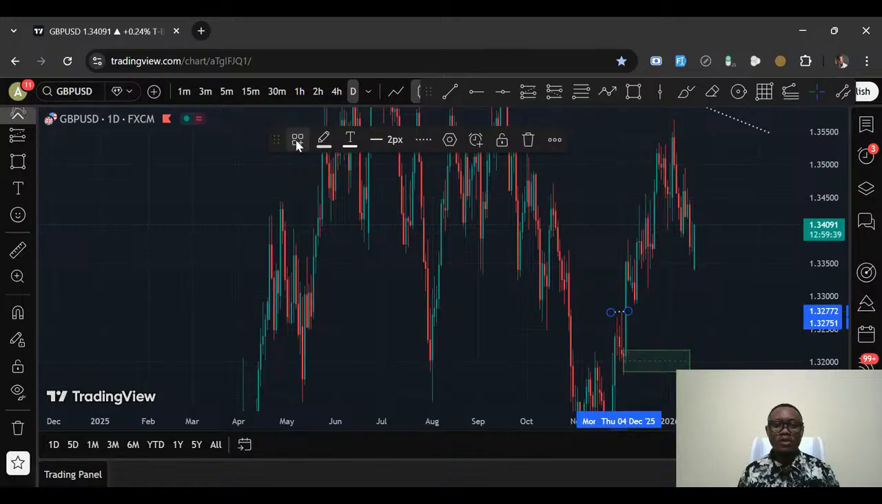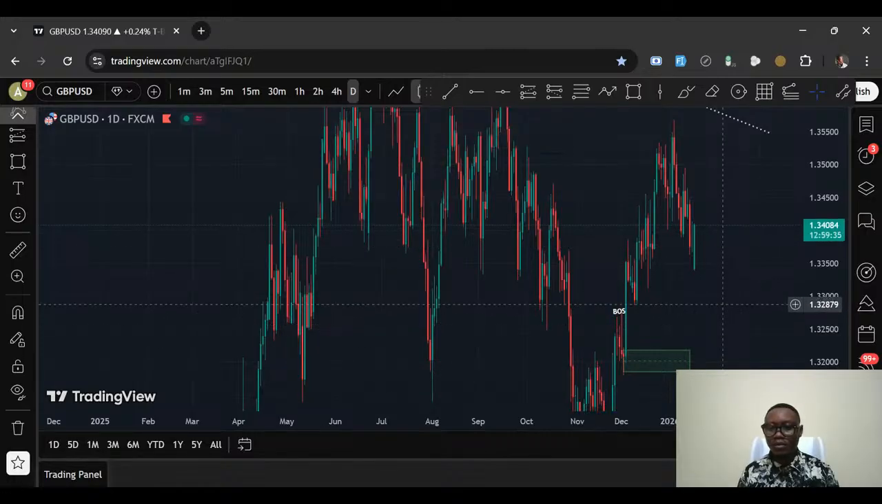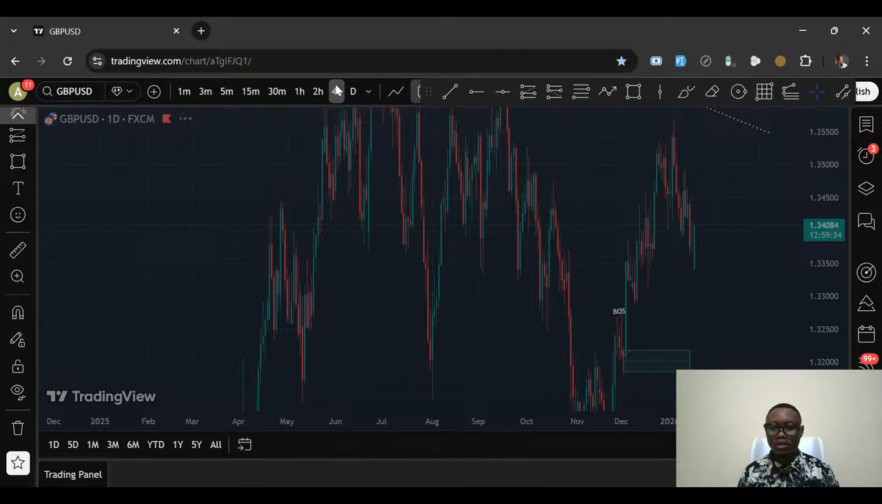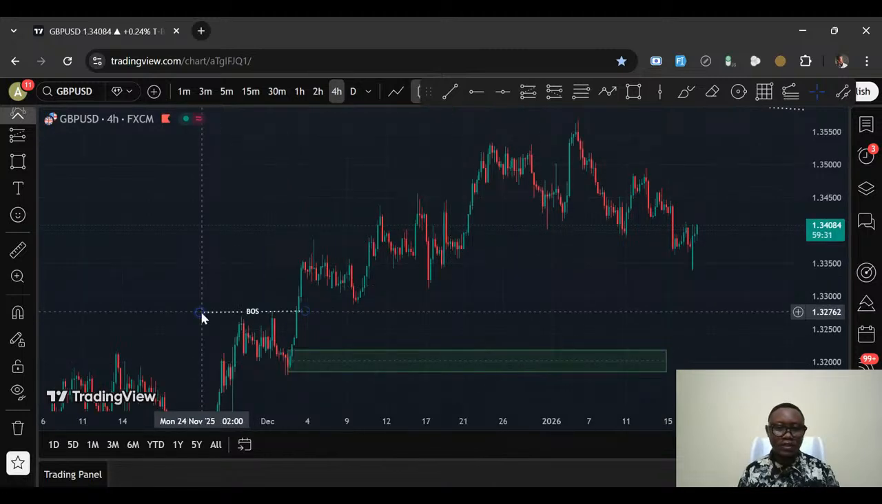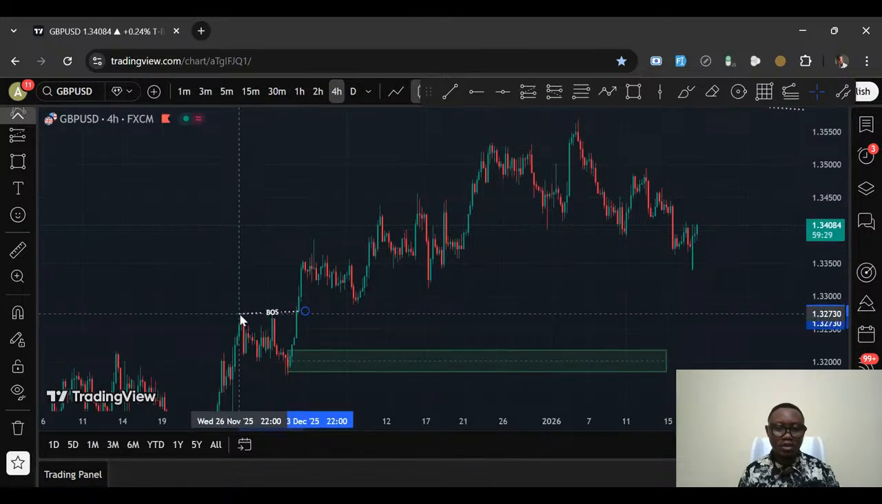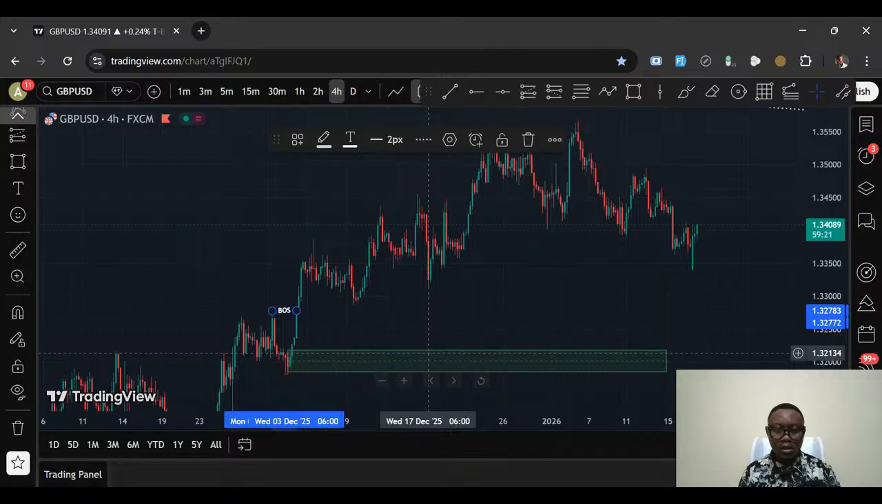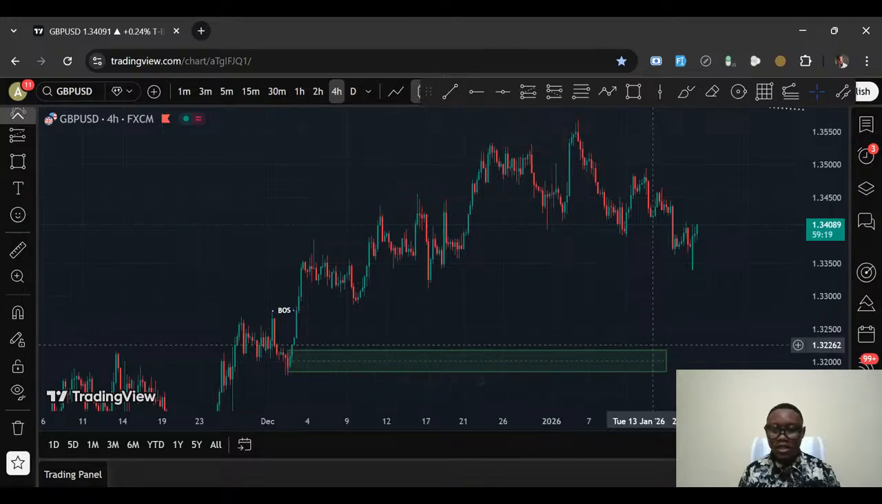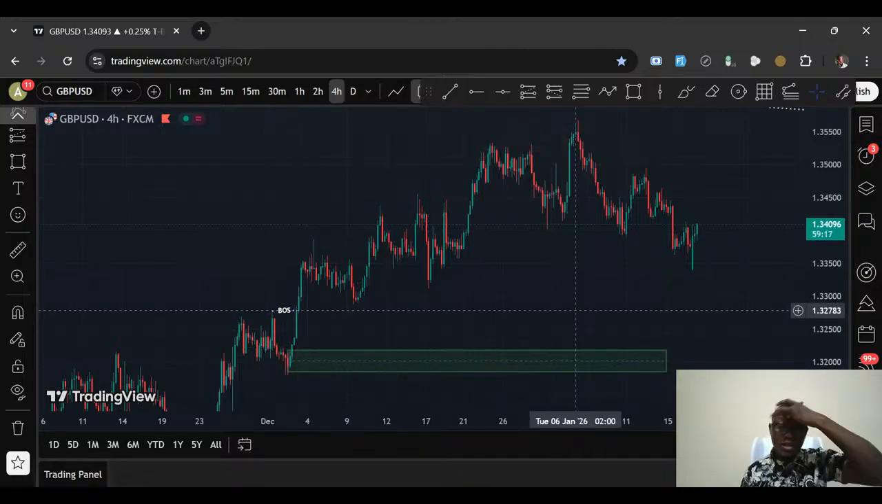Which is this BOS. Right. Drill down to 4H. Further refine the break of structure to this. All right, so this is the origin that leads to the break of structure here.